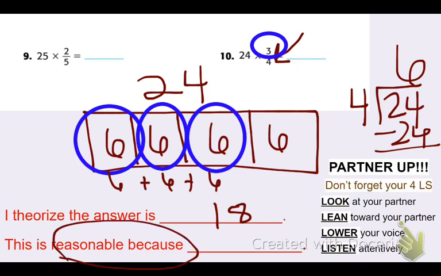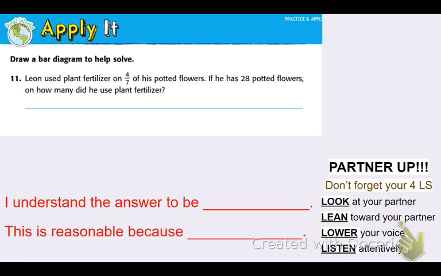It's reasonable because if I break 24 into 4 equal groups, I do get 6. And if I add 3 of them together, I got 18. So I know I have the correct answer. It works. Let's try some problem solving.